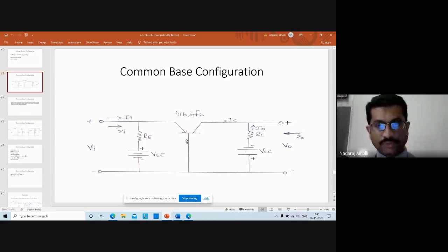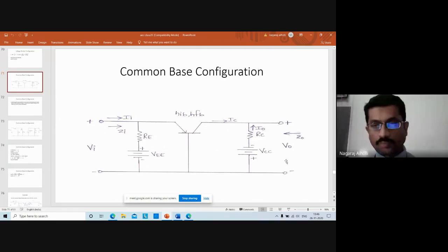The base current is also flowing into the transistor because of the power supply VCC, positive to negative, whereas the collector current is moving away from the transistor. The input voltage is Vi, input impedance Zi, emitter resistance Re, voltage source VEE at the emitter terminal, collector resistance RC, and the voltage connected to the collector terminal is VCC.